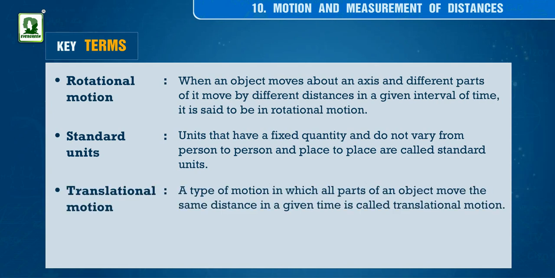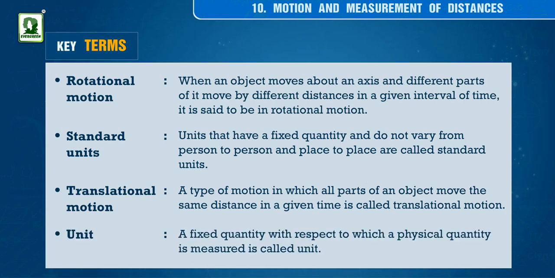Translational motion. A type of motion in which all parts of an object move the same distance in a given time is called translational motion. Unit. A fixed quantity with respect to which a physical quantity is measured is called unit.